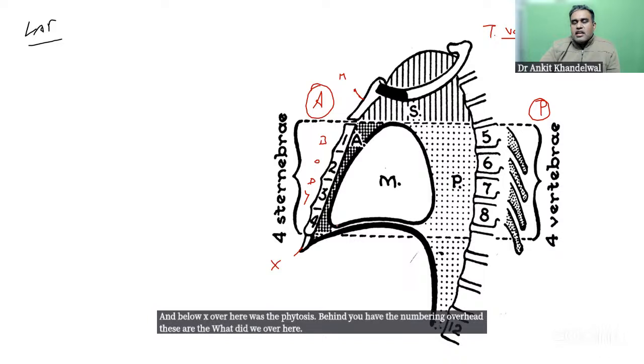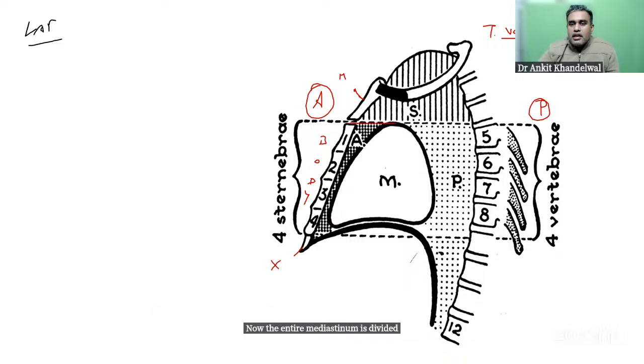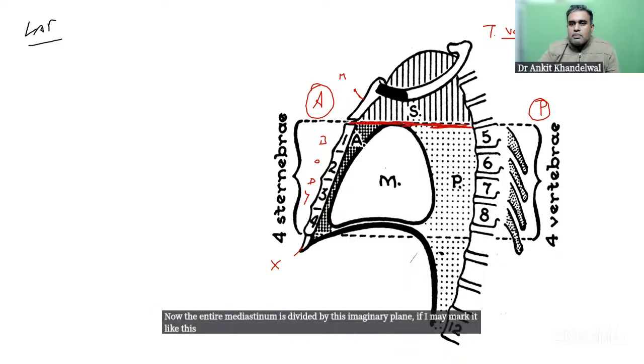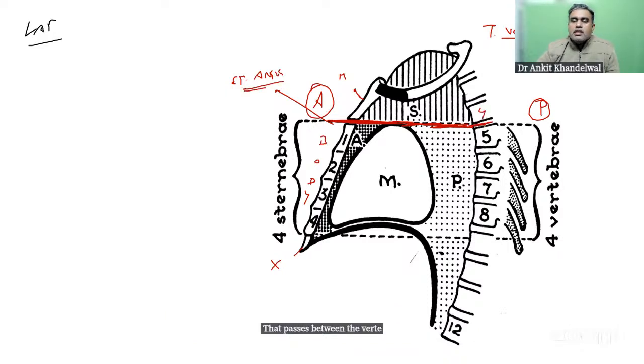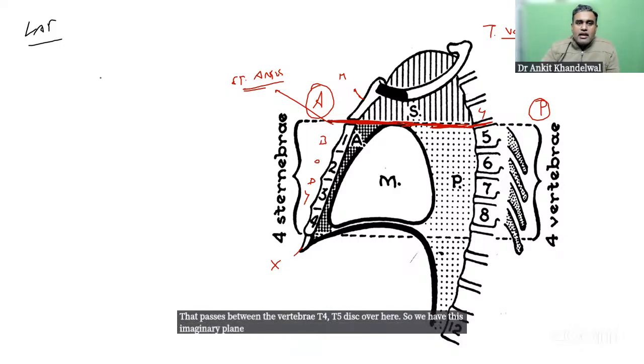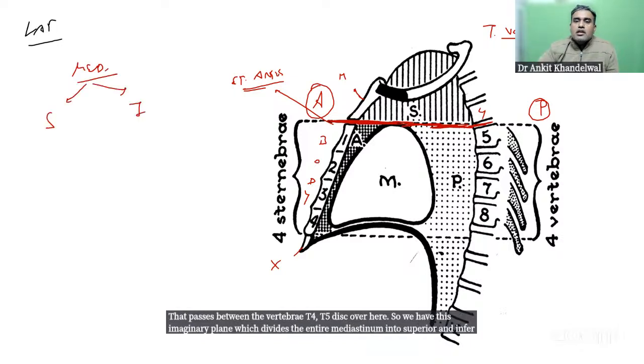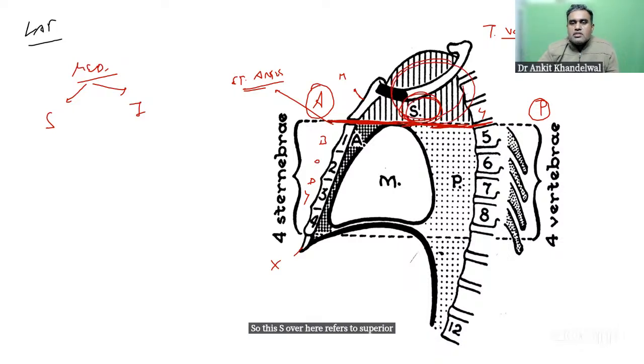Now this entire mediastinum is divided by this imaginary plane, if I may mark it like this, that passes through the sternal angle. Sternal angle, I hope you are very clear that this part is the sternal angle, that passes between the vertebrae T4, T5 disc over here. So we have this imaginary plane which divides the entire mediastinum into superior and inferior. This S over here refers to superior mediastinum. So this all is superior mediastinum, and remaining below, that all is inferior mediastinum.